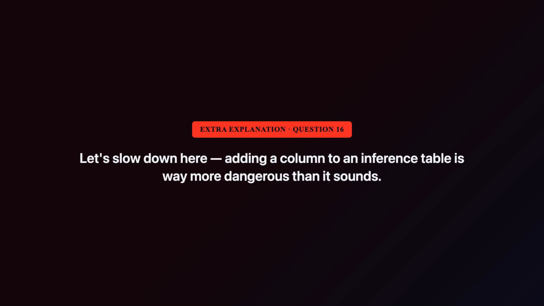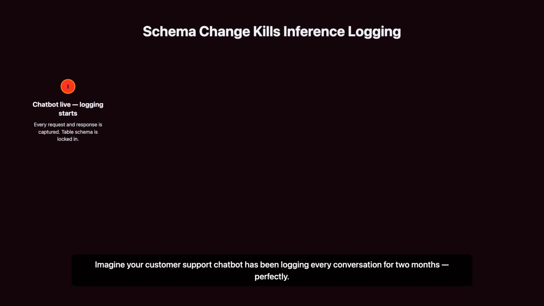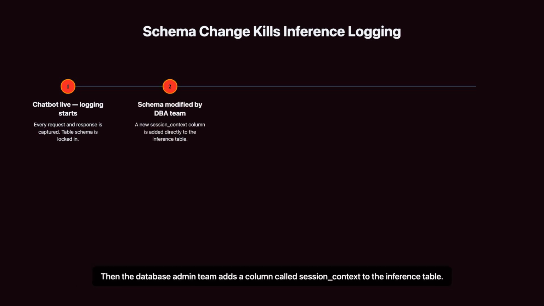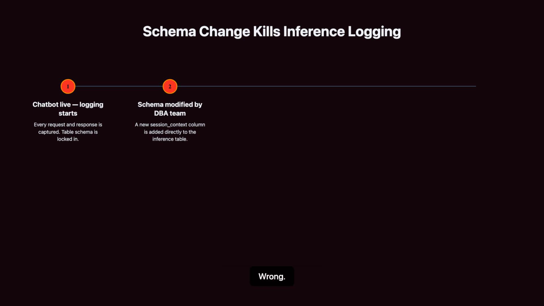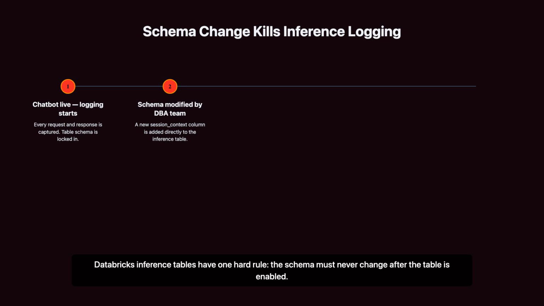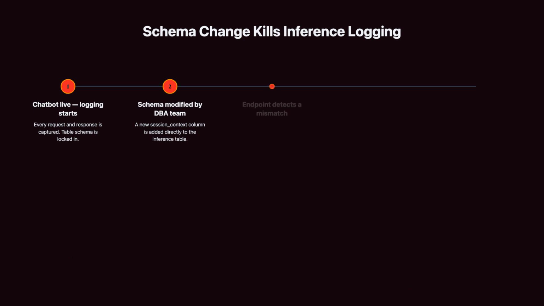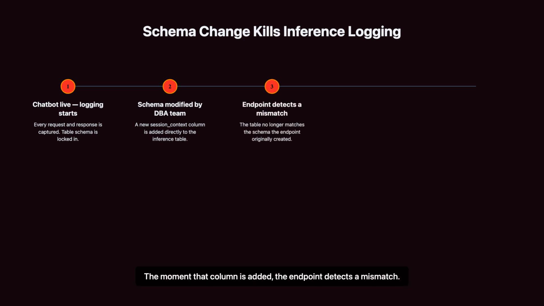Let's slow down here. Adding a column to an inference table is way more dangerous than it sounds. Imagine your customer support chatbot has been logging every conversation for 2 months. Perfectly. Then the database admin team adds a column called session_context to the inference table. Sounds harmless, right? Wrong. Databricks inference tables have one hard rule. The schema must never change after the table is enabled. The moment that column is added, the endpoint detects a mismatch. It flips to a failed state and stops writing entirely, not one record.